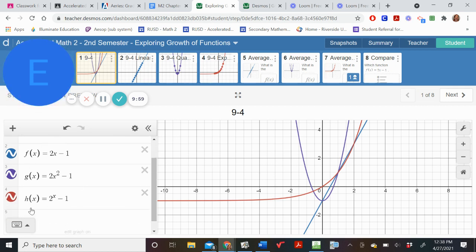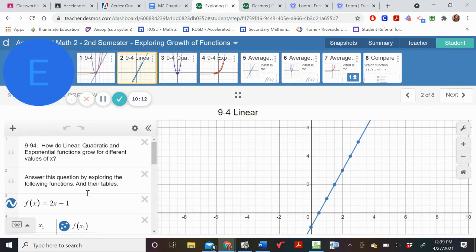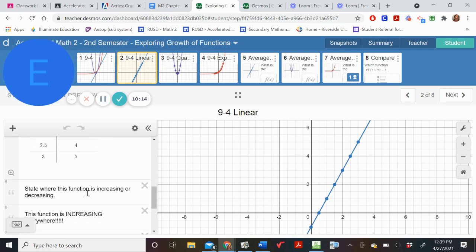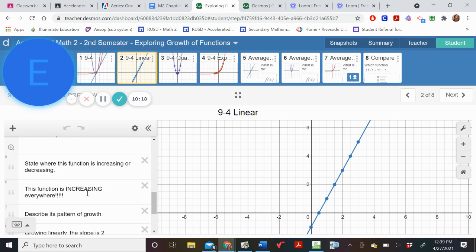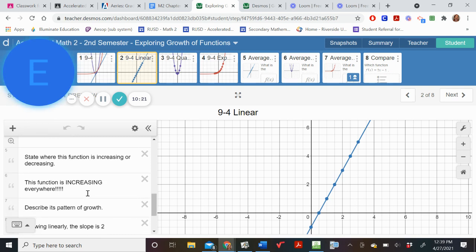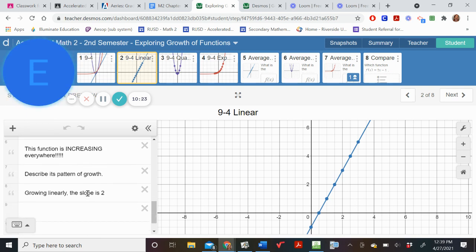So we have these, right? We've got 2x, that's a line, then a parabola, and then an exponential curve. And as you can see in this picture, the parabola is winning. So then we've got our line here. State where this function is increasing or decreasing. This function is always increasing, so I put this function is increasing everywhere. Describe its pattern of growth. It's growing like a line. Slope is 2. So that's the idea.